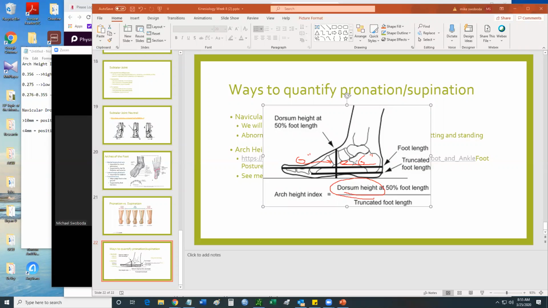Now at that 6-inch mark, I'm measuring the height of my foot, and it is roughly 3.5 inches for me. So my dorsum height is 3.5 inches, and that's just for me. Now your truncated foot length is the length of your foot from the back of your foot all the way up to the ball of your foot.